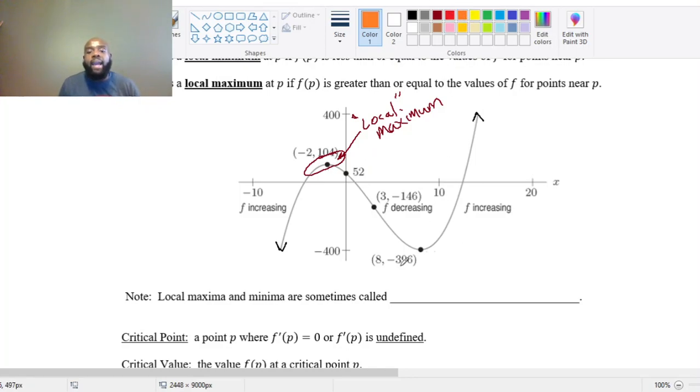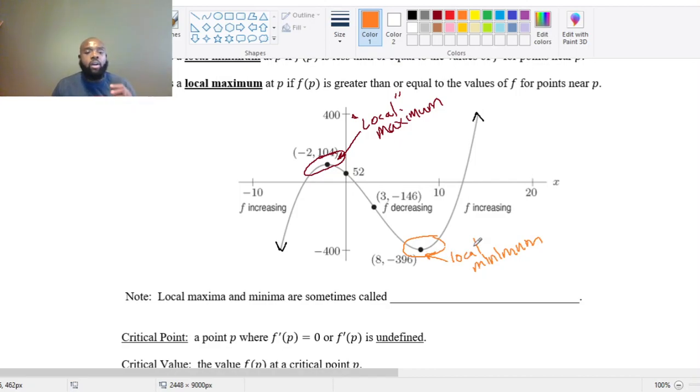The point 8, -396 is where we're going to have a local minimum. And again, we call it local because this point is smaller than, less than, or equal to all of the points that are near it, right? And so our goal in this section is to be able to determine or find these points, whether we do so graphically or we use calculus to help us find those points.